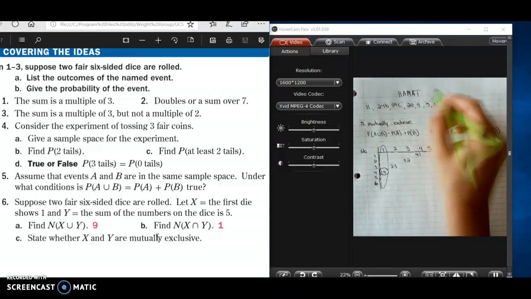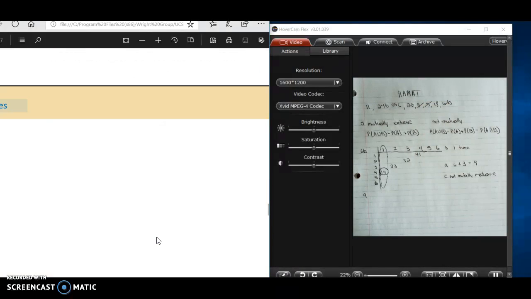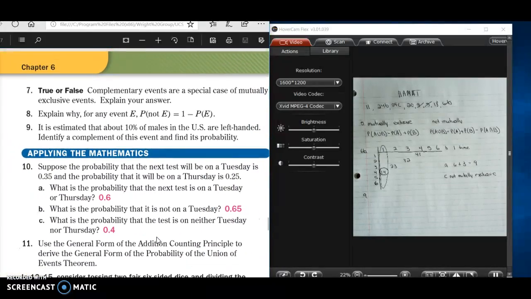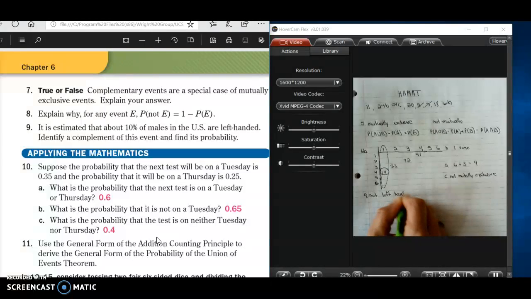Let's go do one more. So we've done 5, 6b. Let's go take a look at number 9. Okay, number 9 says, it's estimated that about 10% of males in the U.S. are left-handed. Identify a complement. A complement is the opposite of that. So the opposite of being left-handed would be not left-handed. So if 10% of the males are left-handed, that would mean 90% of males are not left-handed.